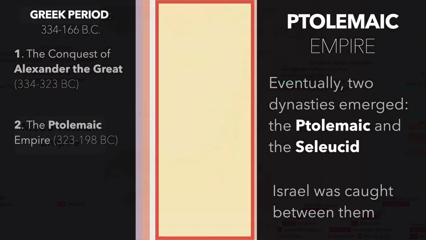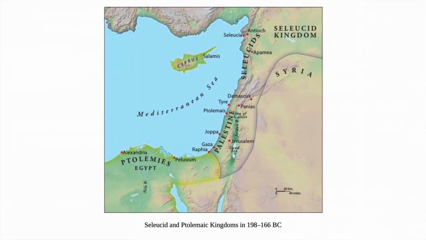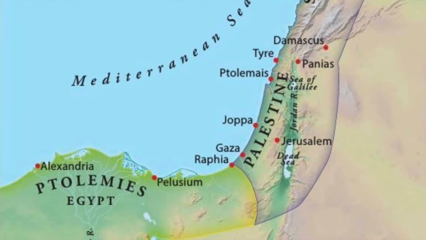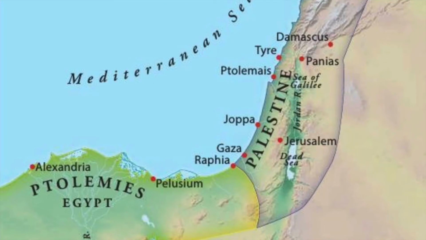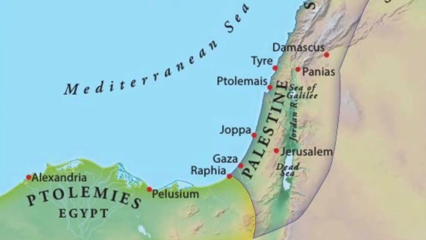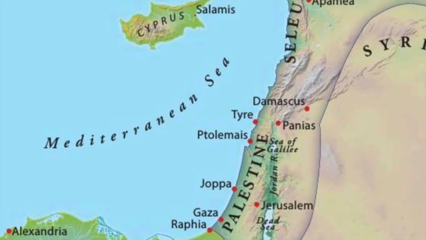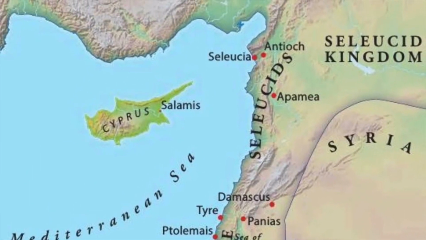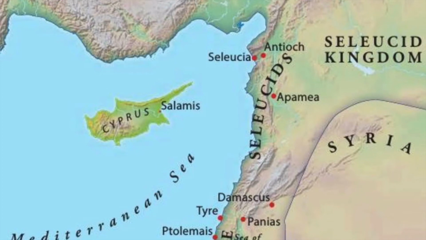So this is a map that we can see of where these dynasties took place. You can see the Ptolemies centered down in Alexandria in Egypt. You have Palestine right there in the middle, and you have the Seleucid Empire up there in Syria in the north. You can zoom in a little bit. You can see some of the towns and some of the key places that were part of this time period, because it's very important to realize that Israel was right in the middle of these two warring empires during the time of Greek dominance.